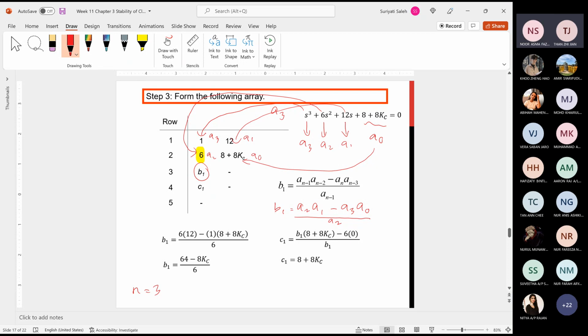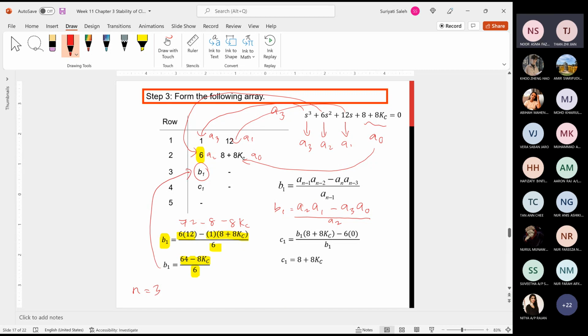So based on A2, A1, you get 6 multiplied by 12 minus 1 multiplied by 8 KC, divided by 6. So the value of the B1, you have this minus this divided by 6. So you expand the equation. This becomes 6 multiplied by 12 is 72 minus 8 KC. So you get 72 minus 8 is 64 minus 8 KC divided by 6. So this is your B1 value. This B1 is located at row number 3.